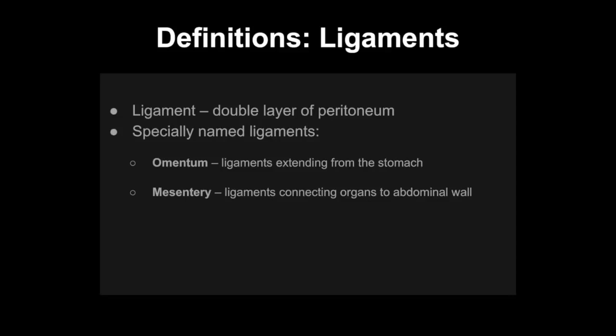Mesentery is a peritoneal ligament, or a double layer of peritoneum, that connects an organ to the retroperitoneum or posterior abdominal wall. Inside the mesentery, or between the two sheets of peritoneum, there are blood vessels, lymph nodes, and fat that we can actually see on CT. We don't see the peritoneum itself. If that's a little bit confusing, it'll clear up very shortly.